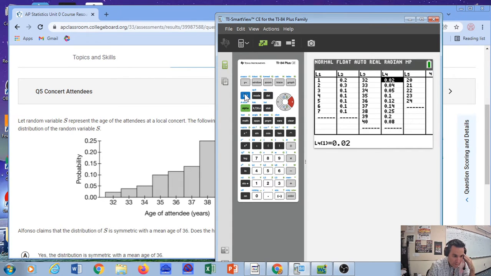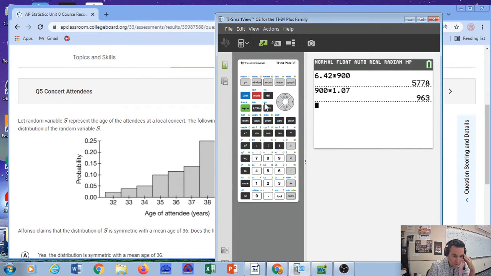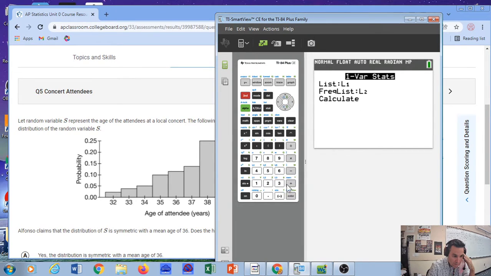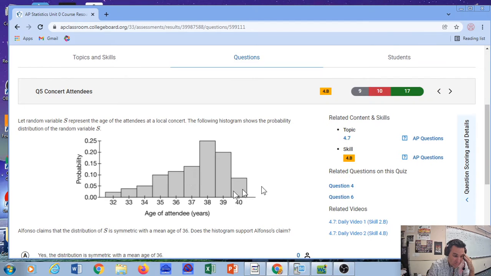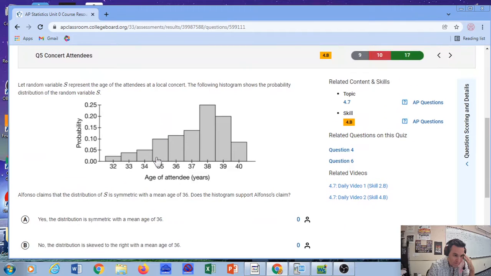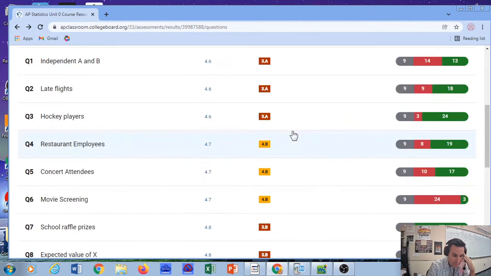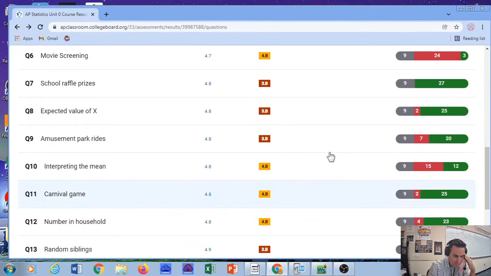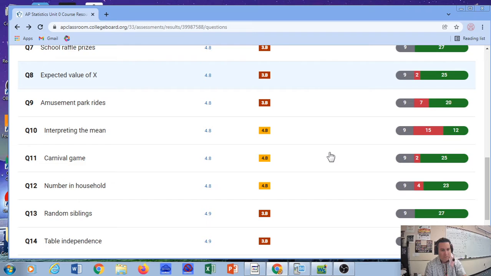And then you can do your L3 and L4 stat calc, one variable stat, L3 and L4, and you'll get an average of 37. So it was actually a little higher than 36. So that's why E was the better answer. And that's how I would use my calculator to make sure that I was accurate on my average. Remember, expected value is the same as average. So no biggie on that.